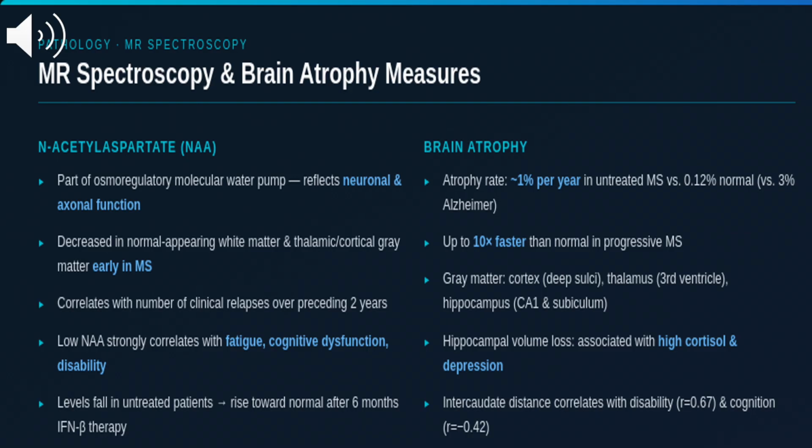Gray matter atrophies in predictable locations: cortex, especially deep sulci, thalamus adjacent to the third ventricle, and hippocampus at the CA1 and subiculum subfields. Hippocampal volume loss correlates with high cortisol and depression. Deep gray atrophy correlates with cognitive slowing. Cord atrophy correlates best with clinical disability and walking performance.